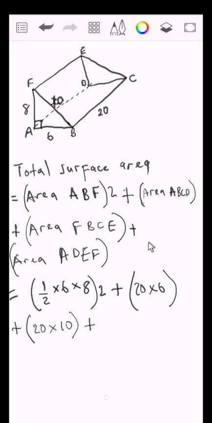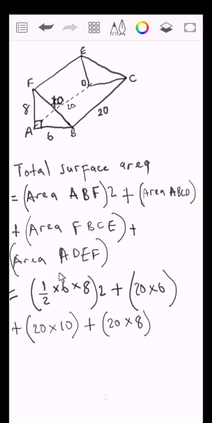Plus the area of our last face, which is ADEF. ADEF, it's a rectangle. It's a length by width. Since this is 20, this broken line is also going to be 20. So this is going to be 20 times 8. Length times width. 20 times 8.